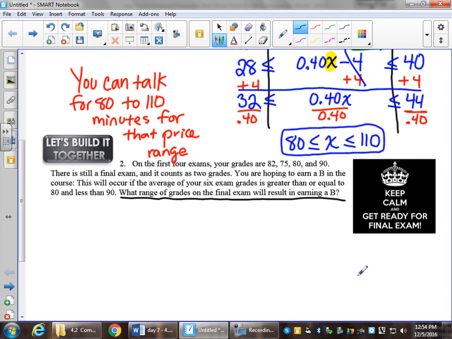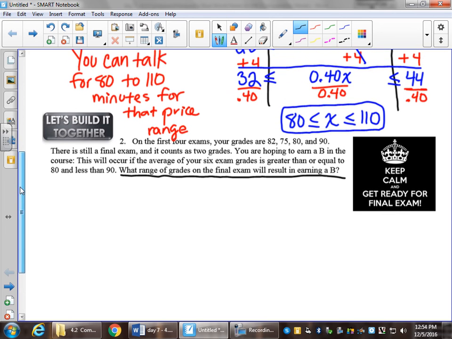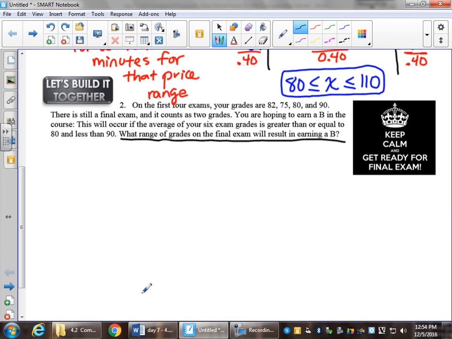Notice I had nothing to highlight. There was no given equation, which is why up here it says, let's build it together, because we're going to have to build our compound inequality all by ourselves. So the question will help us know how to define x. The question says, what range of grades on the final exam will result in earning a B? So x is going to represent exam grade.